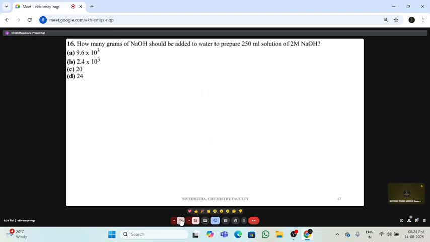See, how many grams of sodium hydroxide should be added to water to prepare 250 ml of solution of 2 molar sodium hydroxide? So here the question is from concentration. More specifically, it is from molarity. You know the formula of molarity. We have to find the number of moles of sodium hydroxide required.